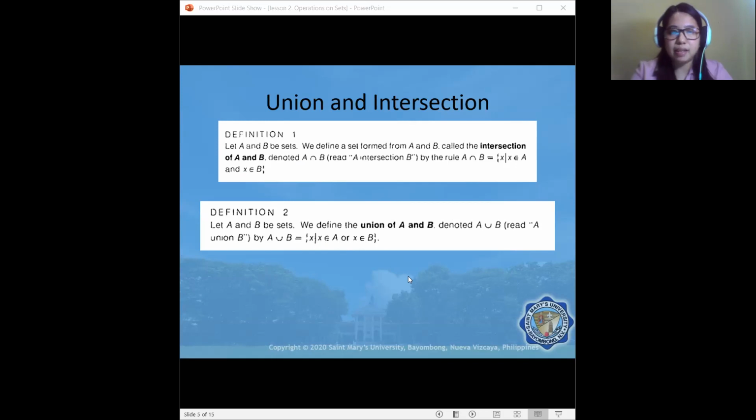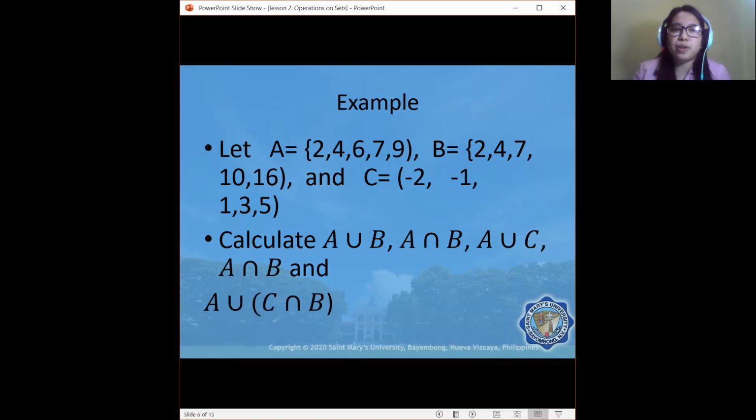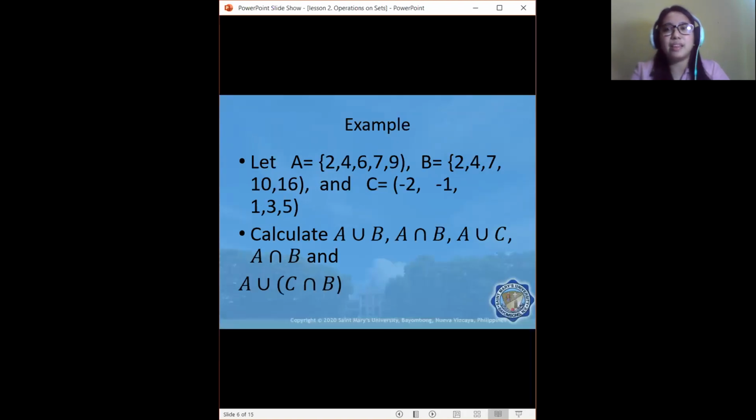For example, let A be equal to {2, 4, 6, 7, 9}, B be equal to {2, 4, 7, 10, 16}, and C be equal to {-2, -1, 1, 3, 5}. Our objective is to calculate A union B, A intersection B, A union C, A intersection C, and A union the intersection of C and B. So our objective is to answer this example.